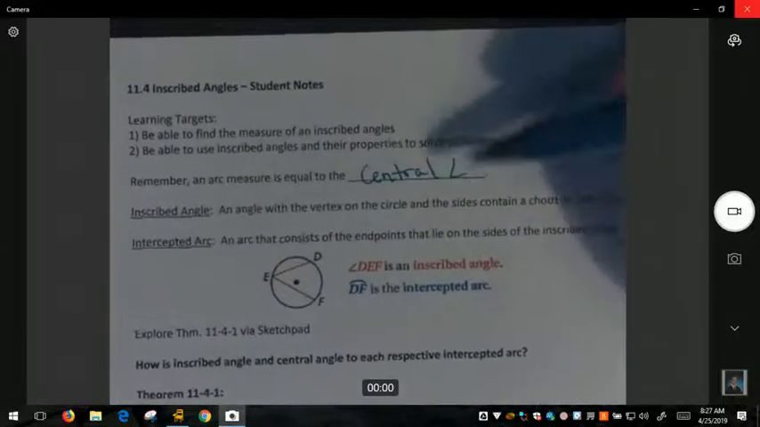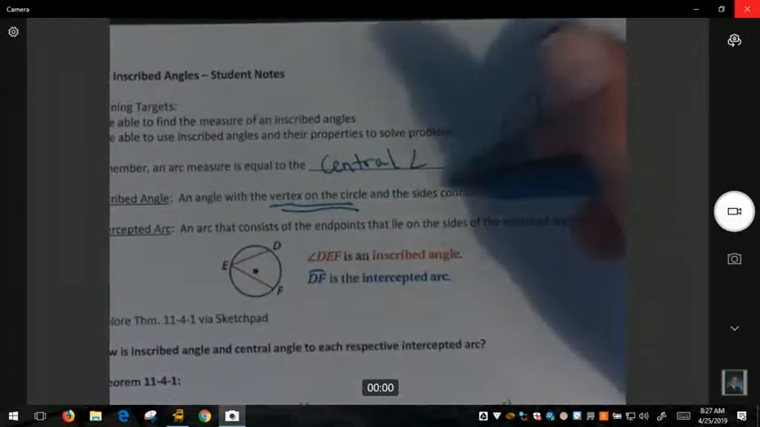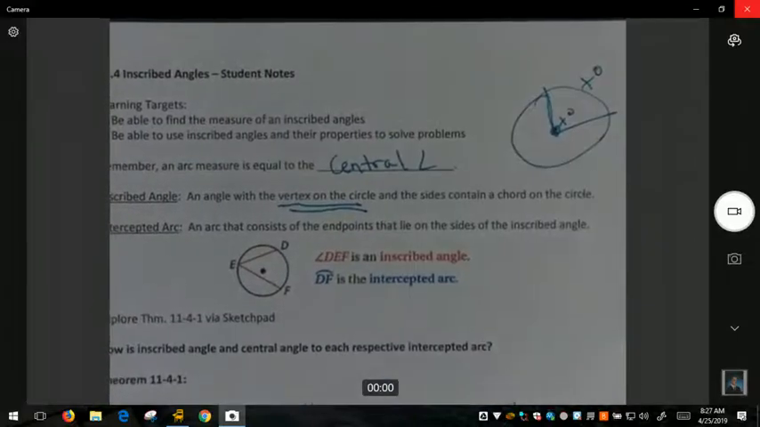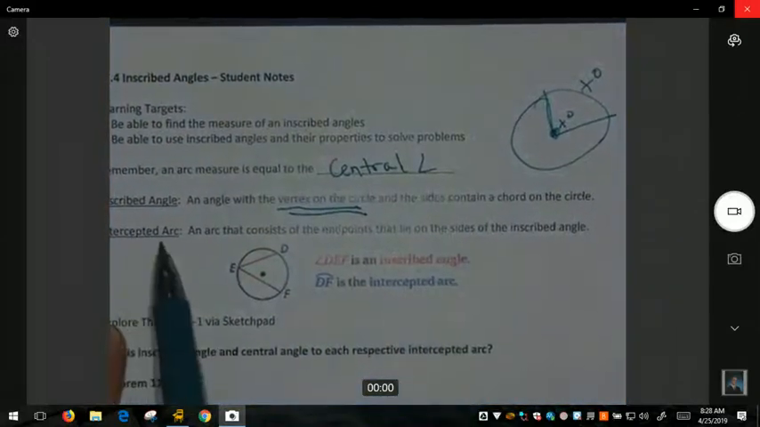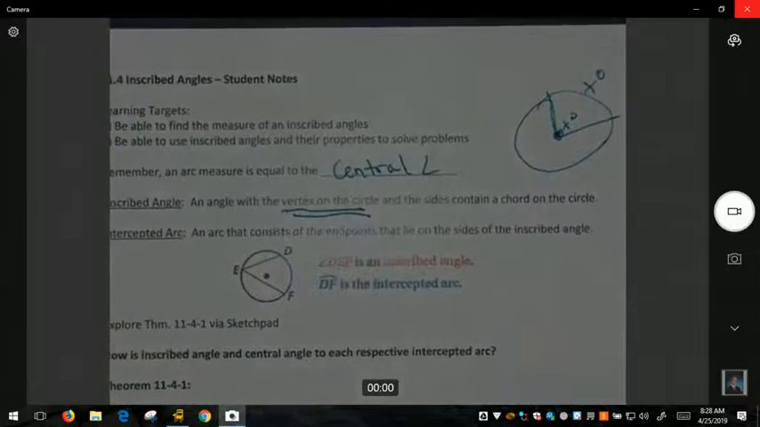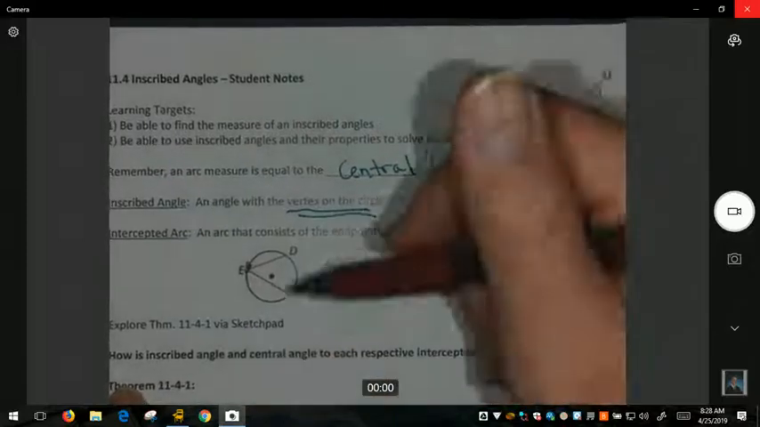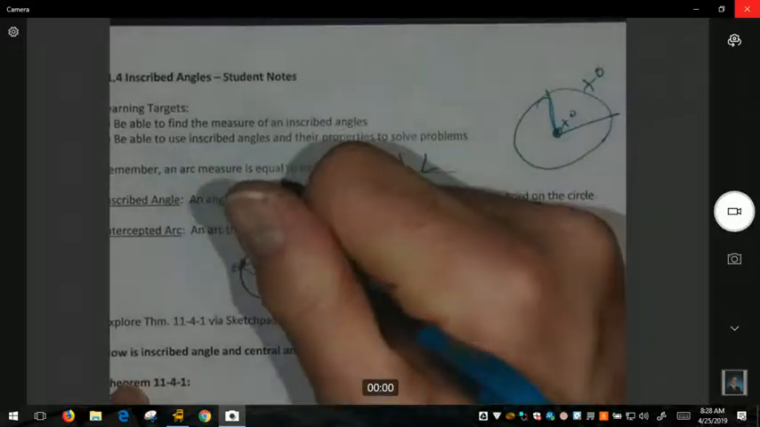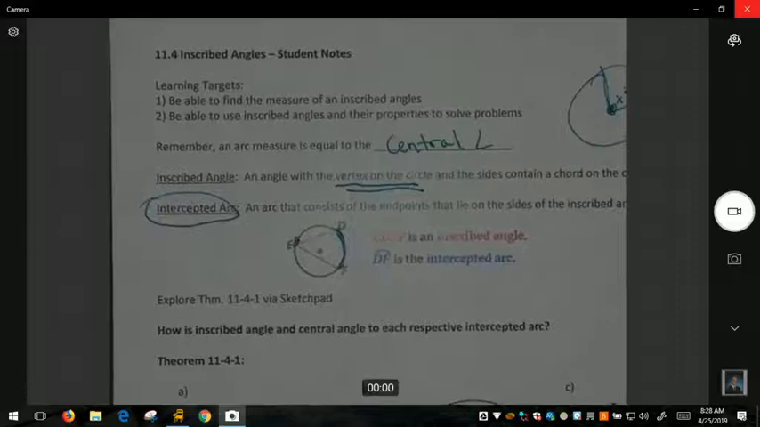An inscribed angle is an angle with a vertex on the circle, and the sides contain or make a chord on the circle. An arc that consists of the endpoints that lie on the sides of an inscribed angle is an intercepted arc. So what we have here is that DEF is the inscribed angle because its vertex is on the circle. It would make a chord, DF. The arc that is from D to F is the intercepted arc. So this is vocabulary that we'll be using throughout this section and the rest of the unit.